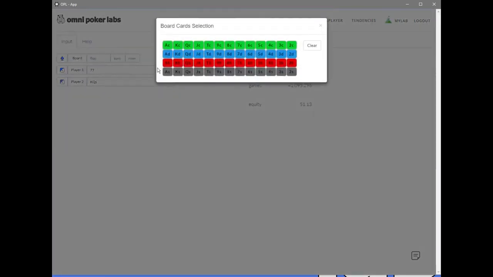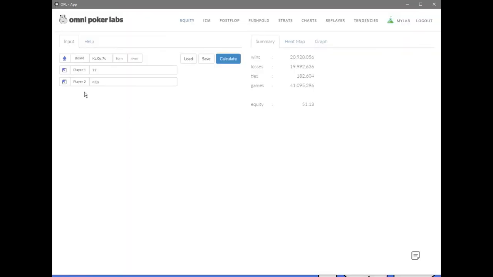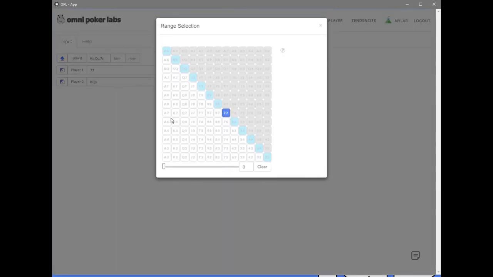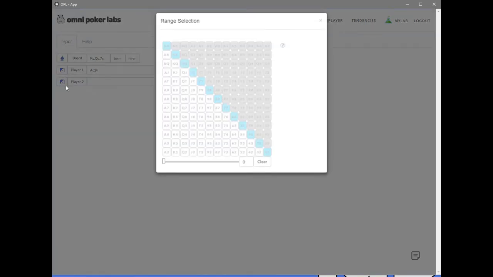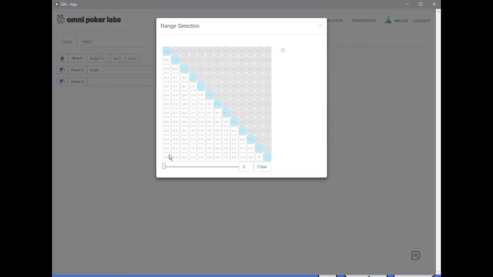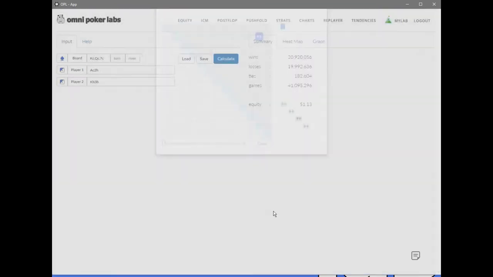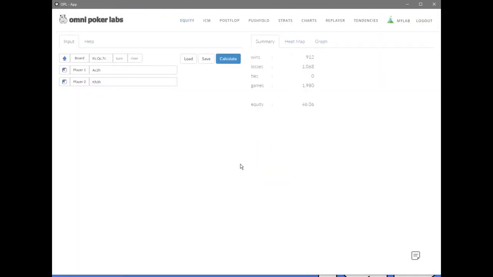Or if we're on the flop and we want to see how well top pair does against a flush draw, we'll put a flush draw on the board, give the first player clubs, two of hearts, and the second player gets top pair, and let's make it king, three of hearts. Hit calculate, and we see the top pair is about a 4% favorite.